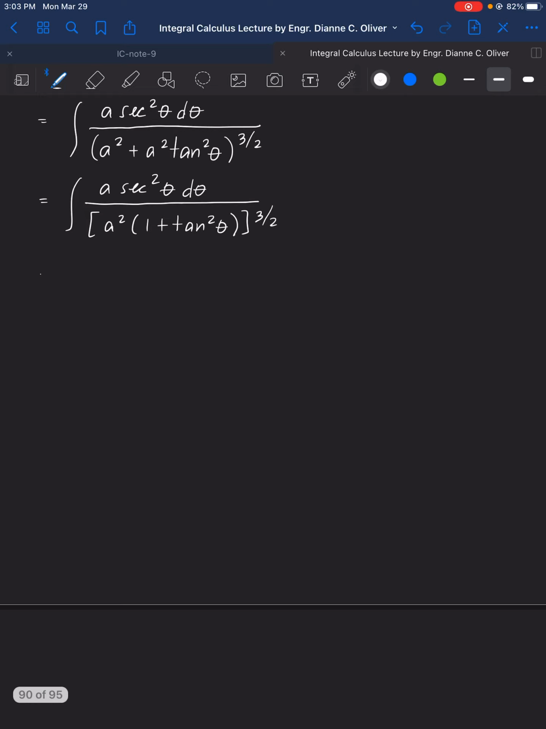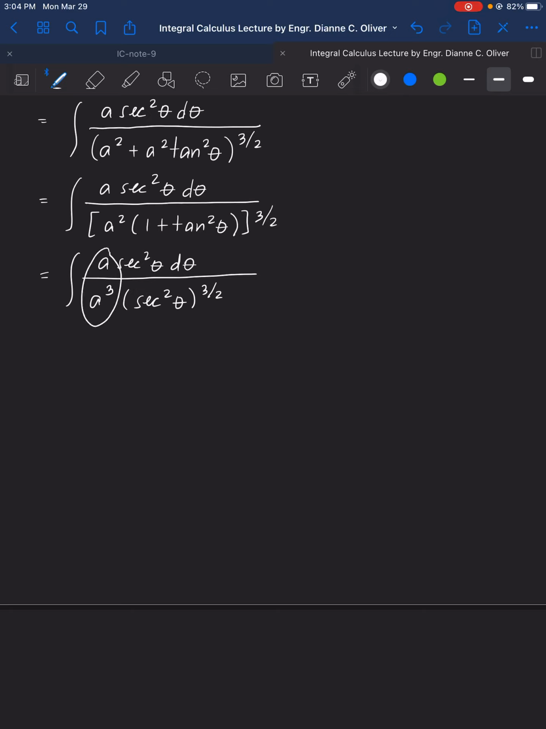So let's just continue that. So a secant squared theta d theta all over, what is a squared raised to 3 halves? That is, cancel out 2. So what's left will be a raised to 3. Now how about this? This is already a Pythagorean identity, 1 plus tangent squared theta. That is secant squared theta, then raised to 3 halves.